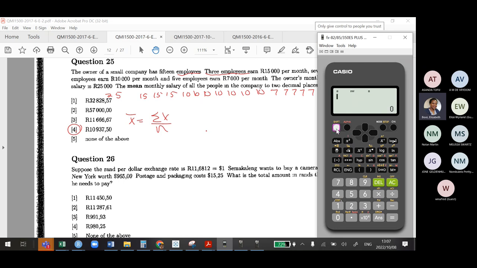And then we go shift 1 and 4 and 2 and equal. And the answer is the same. 10,937.50.